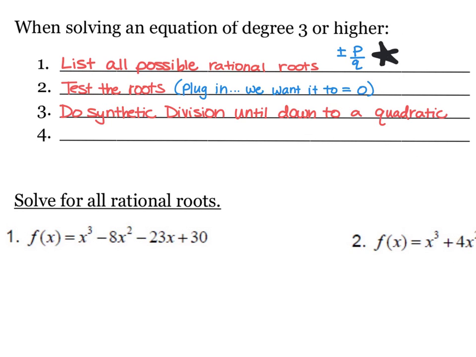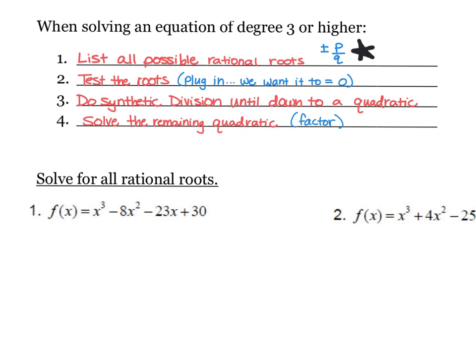Step 3 is to do synthetic division until you get down to a quadratic. You can actually do synthetic division multiple times until you get a quadratic, which means the highest degree is an x squared. Okay, last step, solve the remaining quadratic, which just means factor, set each piece equal to 0. You're good to go. Let's do 2 examples and I'll leave you alone.